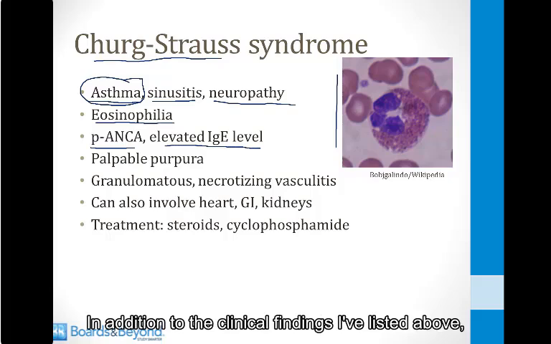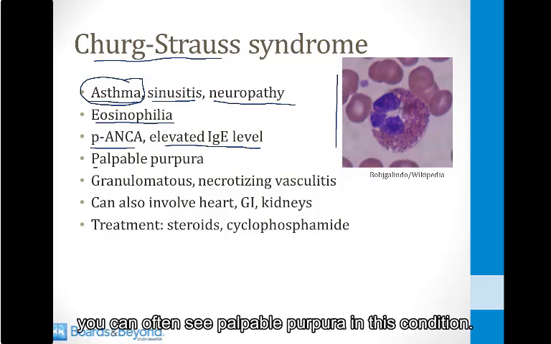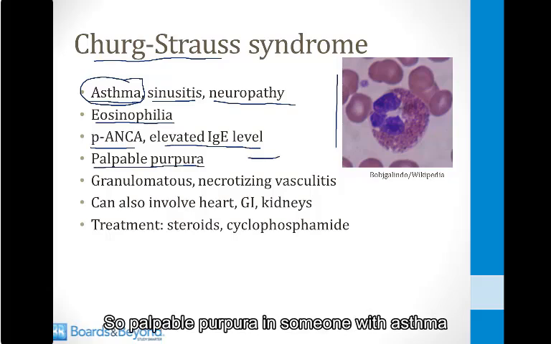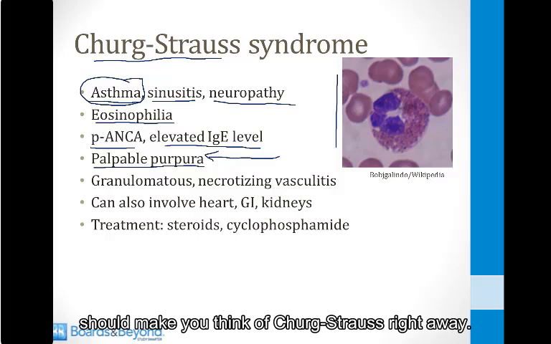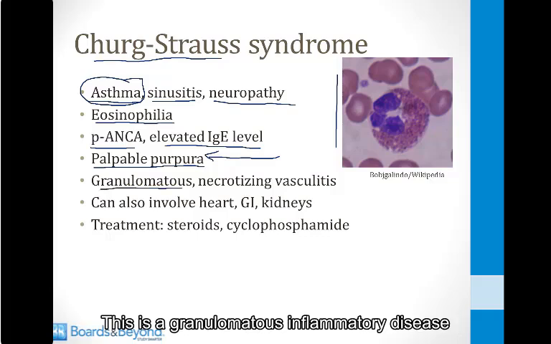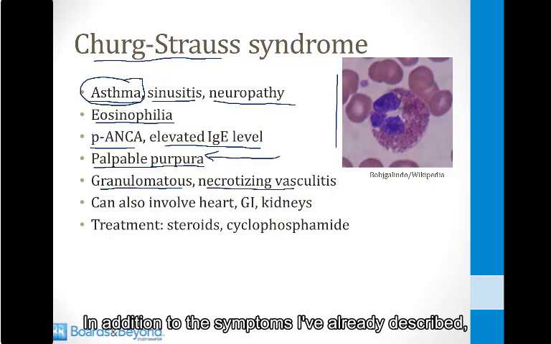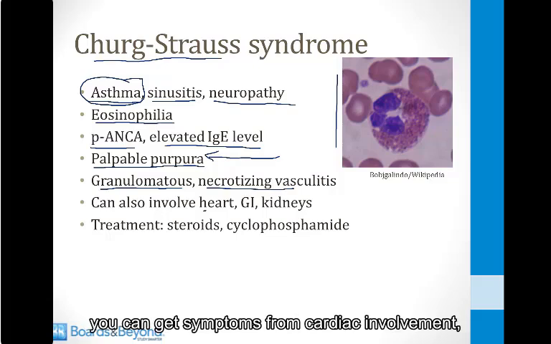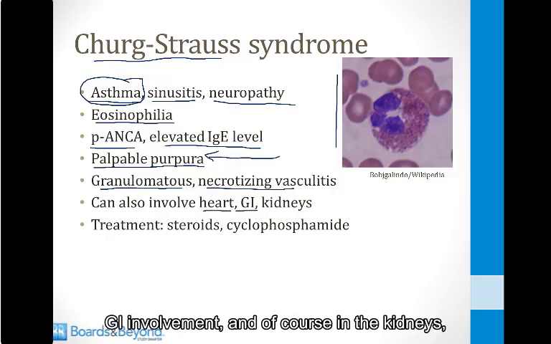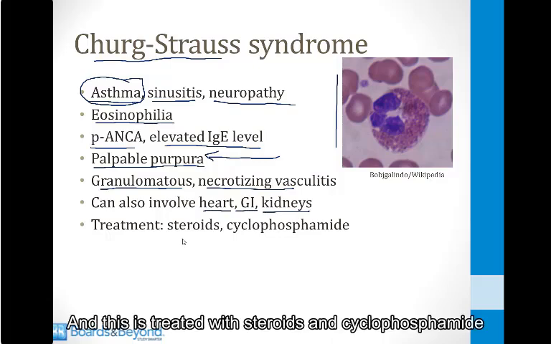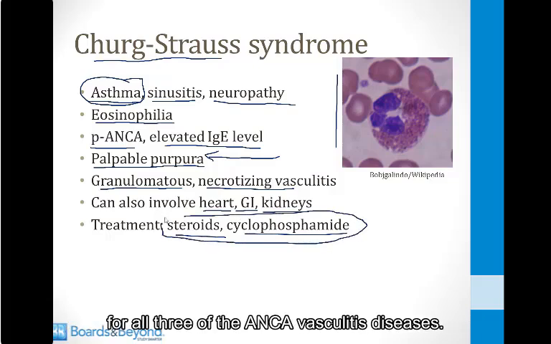In addition to the clinical findings I've listed above, you can often see palpable purpura in this condition, so palpable purpura in someone with asthma should make you think of Churg-Strauss right away. This is a granulomatous inflammatory disease with necrotizing vasculitis seen on biopsies. In addition to the symptoms I've already described, you can get symptoms from cardiac involvement, GI involvement, and of course in the kidneys you can get nephritis. And this is treated with steroids and cyclophosphamide, which are the two treatment options for all three of the ANCA vasculitis diseases.